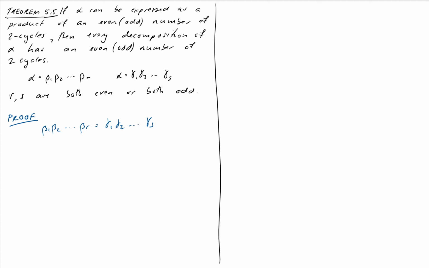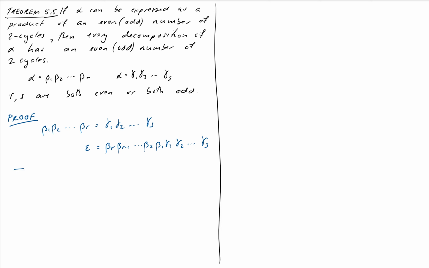I'm just going to put everything on one side because I know that something equals the identity is useful to me. So using my socks and shoes, I'll get beta r inverse, which is just beta r itself, beta r minus 1, beta 2, beta 1, gamma 2, up to gamma s is the identity. Just remember when you invert a two cycle, its inverse is itself. That's why I haven't written any inverse signs in there, but I did reverse the order according to the socks and shoes property as I should.